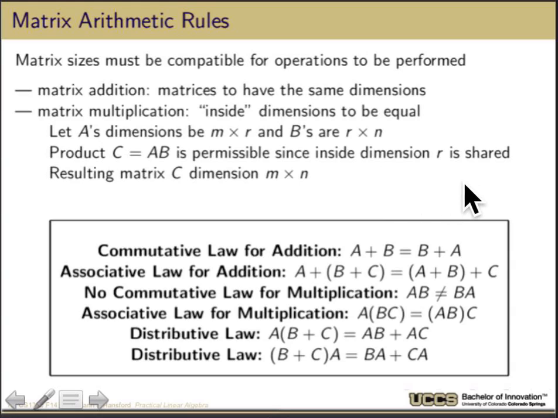We have then a bunch of laws. We have the commutative law: addition commutes. We can also associate addition, so I can add them in either order. Multiplication, however, is not commutative in general, but it is associative, so I can associate and do these in either order. And multiplication distributes over addition, and since addition associates, we can do this in multiple ways.